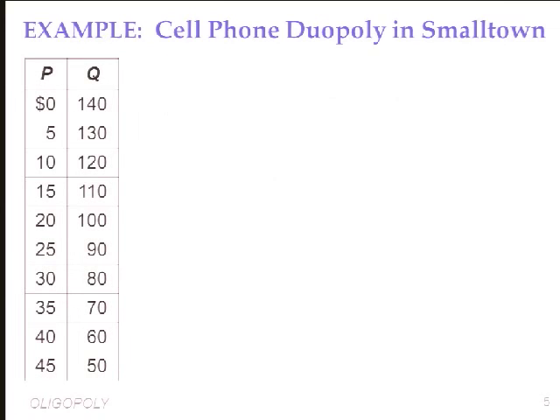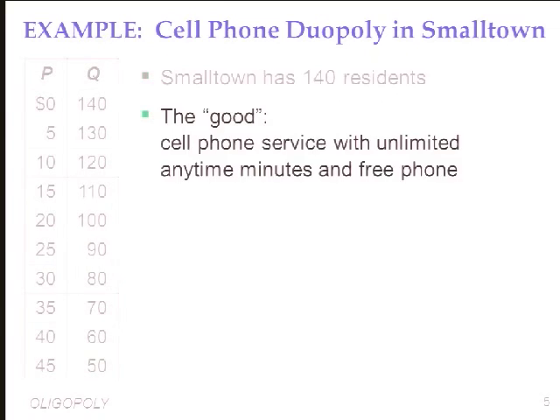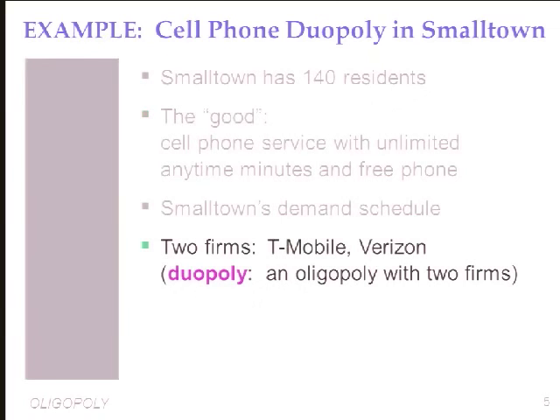Let's assume that the small town has 140 residents. The good, what's being sold, is cell phone service with unlimited anytime minutes and a free phone. And what we have on the left here is that demand schedule. There are two firms, as I indicated, it's a duopoly, and we've got to stop and think about it for a moment. In this particular marketplace throughout the country, there are only three firms now, these two, and a third, Sprint. They are an oligopoly in this small town.